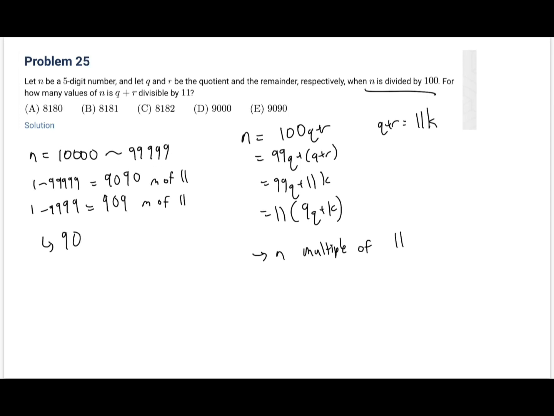Okay, so 9090 minus 909 would be equal to 8,181. So the answer is B.